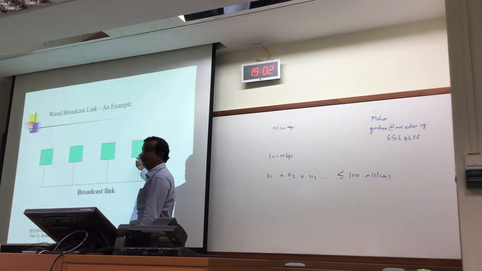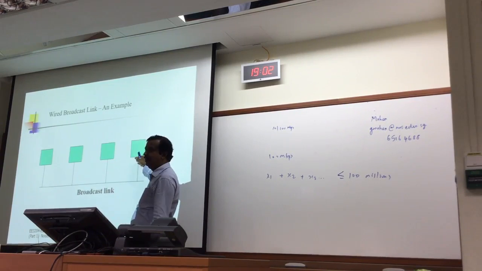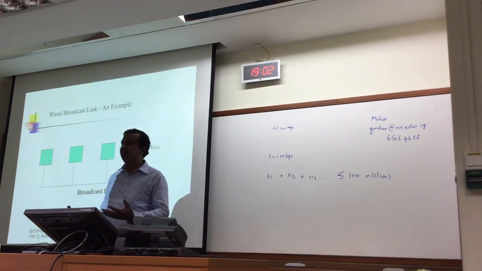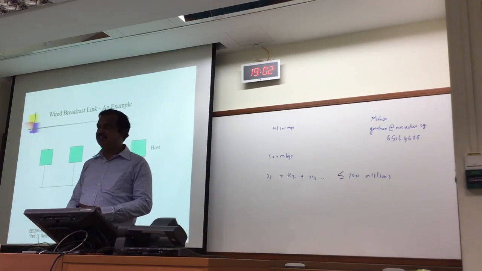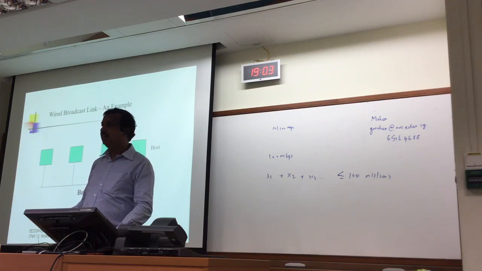Individually, they can send 100 million bits per second. But since many people are there, each may be sending for a few milliseconds. But as a whole, it cannot exceed 100 million bits per second. That's a characteristic of a broadcast or multiple access link or shared link. Is that clear?